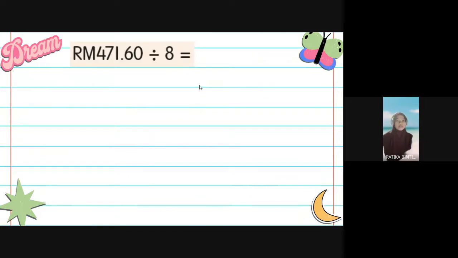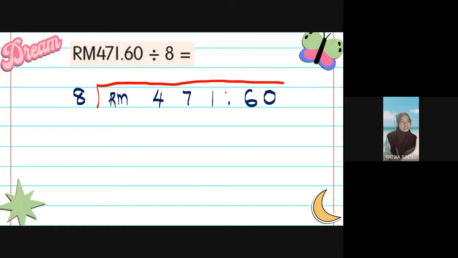Now you count this one. 471 ringgit and 60 cent divide by 8. I'm going to use fence method. Sama sifir tadi, sifir 8. 471 ringgit and 60 cent divide by 8. I'm going to use fence method. For Kira, once you get the answer, you tell me.